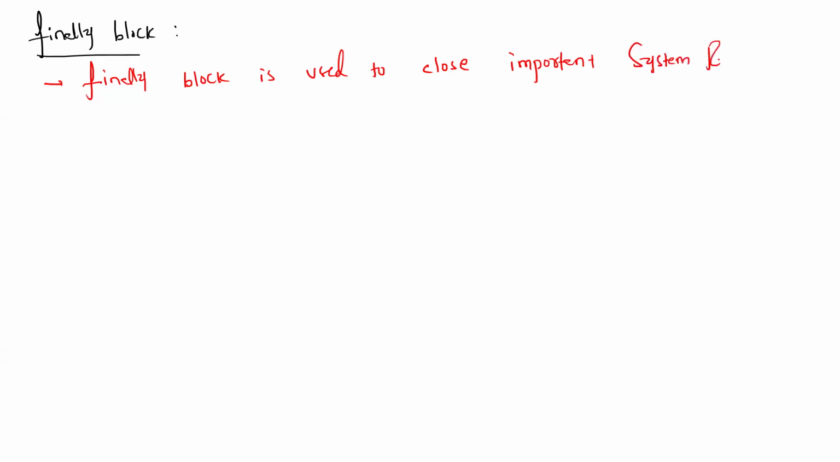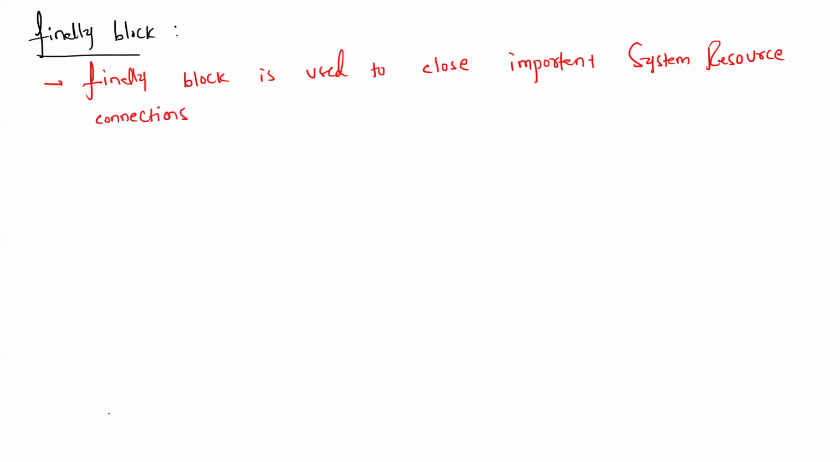So what is this finally block? The finally block is used to close important system resource connections, like Scanner class, file readers, buffered readers, SQL connections, and all those things. Important system resource connections.